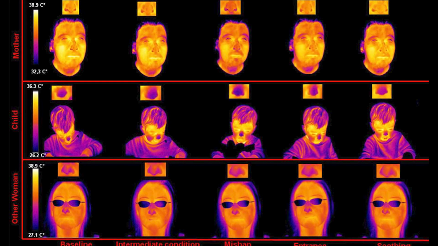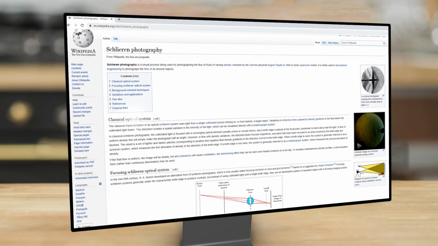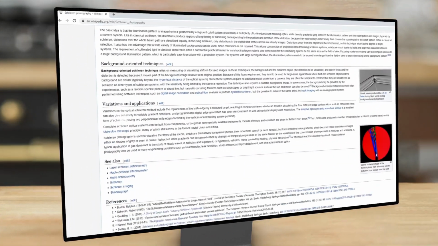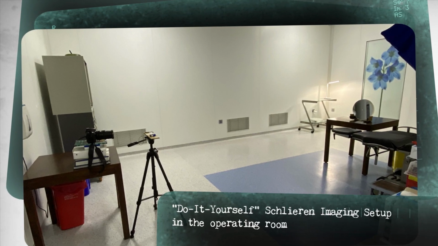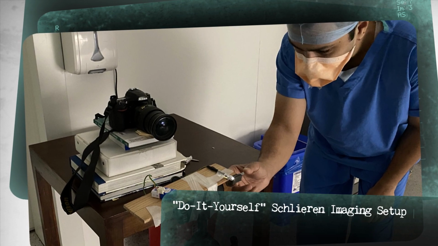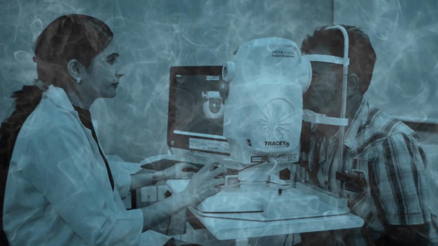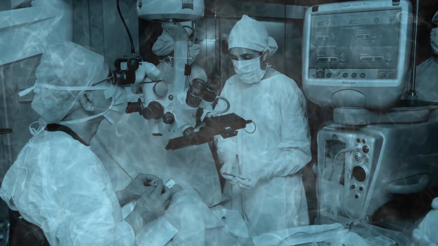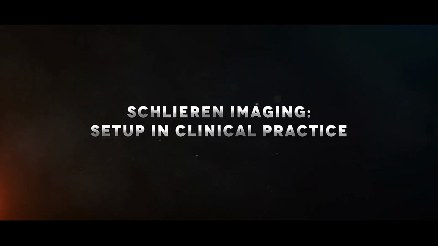Several engineering techniques have been applied to examine the characteristics of airflow and human respiratory activities in laboratories. One such non-invasive imaging is the Schlieren imaging technique. We took this technique from the laboratory to the clinic and the operating room and created an in-house apparatus. This allowed us to analyze otherwise unexplored aspects of airflow dynamics in a real-time clinical setting. Schlieren imaging: the setup in clinical practice.